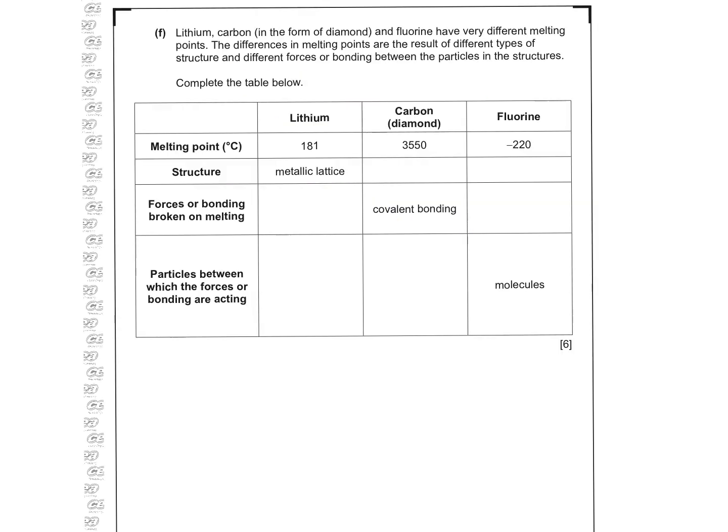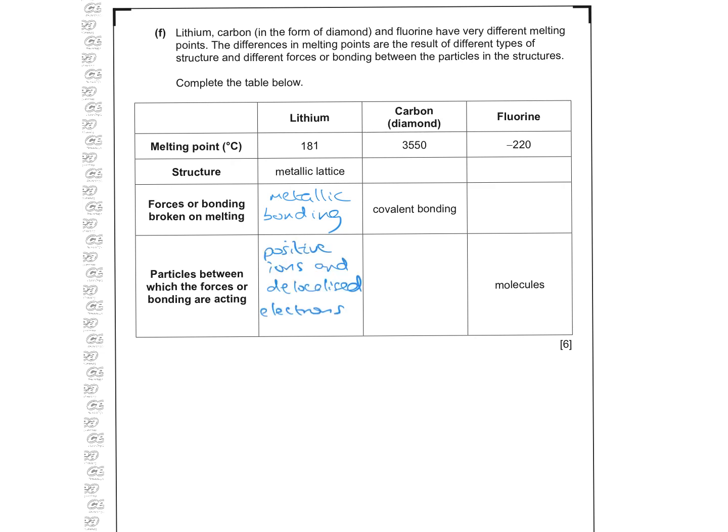Part F. Then we've got lithium, carbon in the form of diamond and fluorine, and we'll have to fill in this table. So we'll do the lithium one. First of all, it's a metallic lattice. There's a giant structure. The forces or bonding broken on melting. Well, the bonding in a metal is just metallic bonding. So that's all that needs to go in there. And then this next part, the particles between which the forces or bonding are acting. So in other words, what particles are involved in metallic bonding? Well, in a metallic bond, you have positive ions and delocalized electrons.